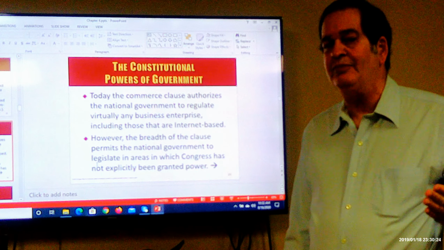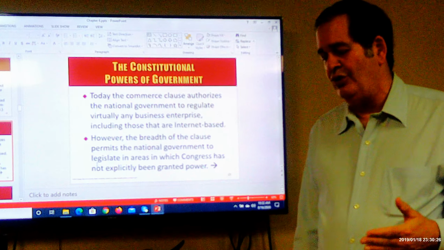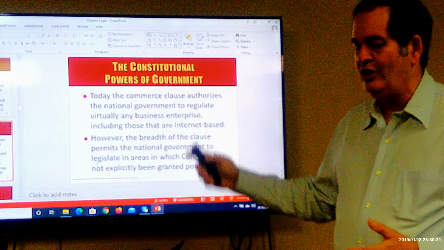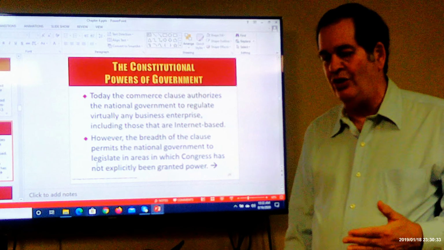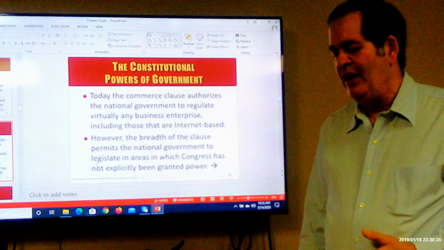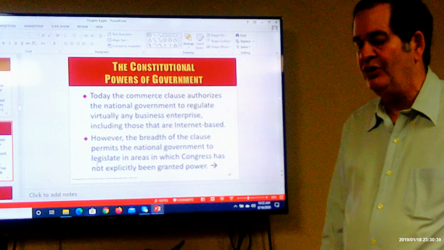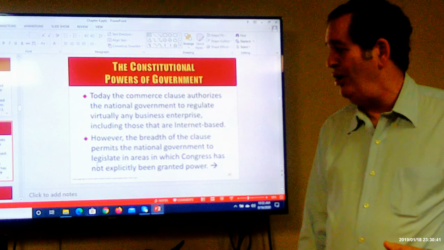And so there's been an attempt over the last 20, 30 years to get the Supreme Court to either reverse that Wickard case, go back to an older standard, or at least to cut back on it. And there's been a few cases where we've seen that sort of happen, where the court has drawn the line.